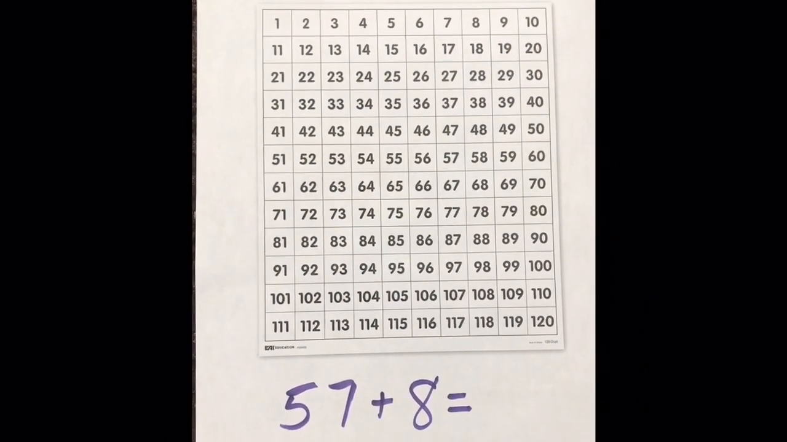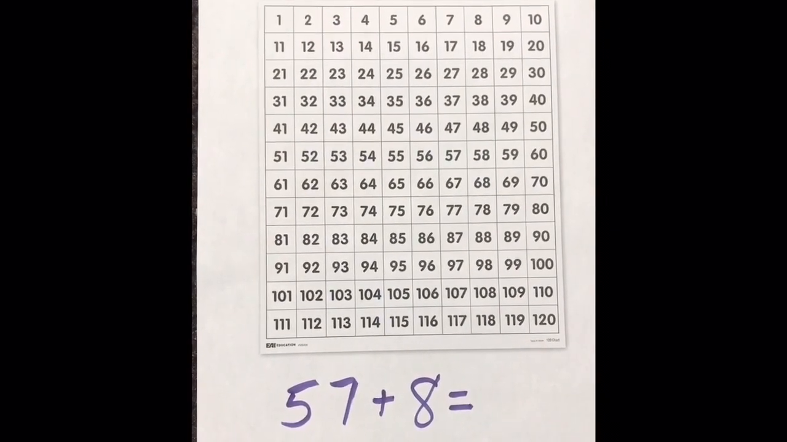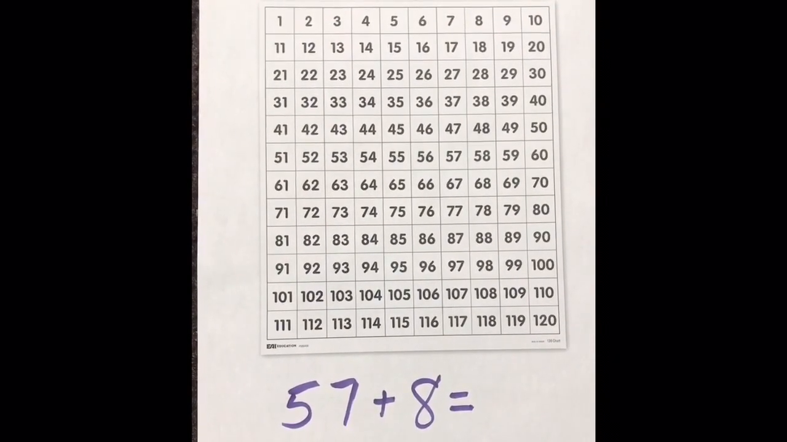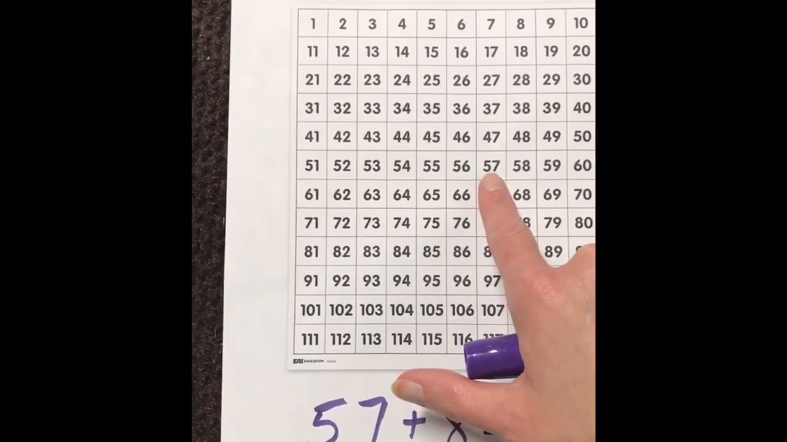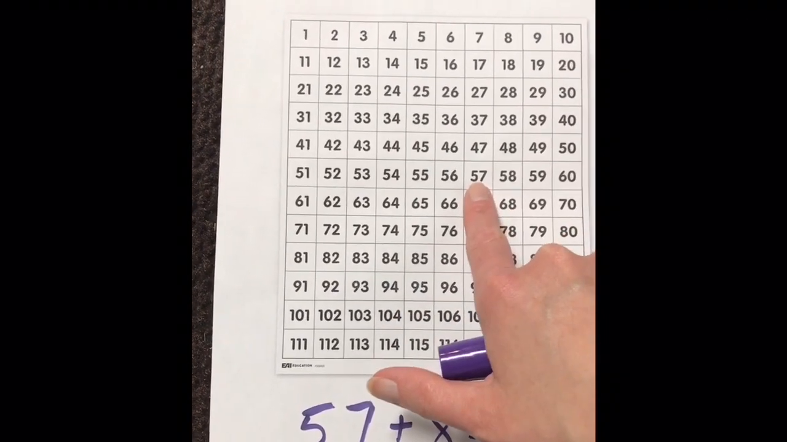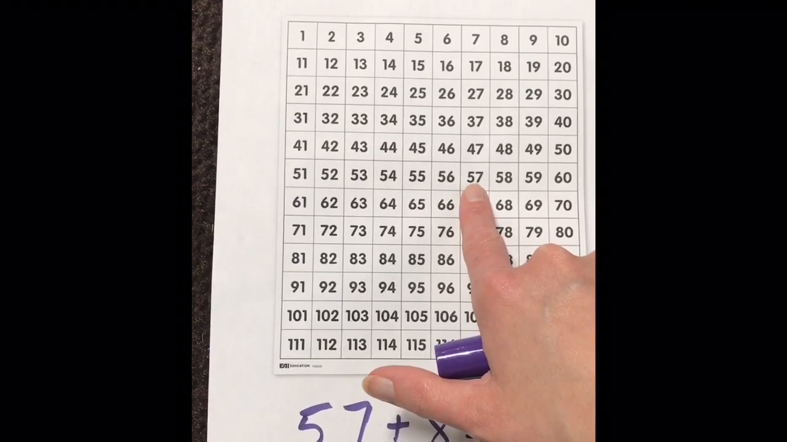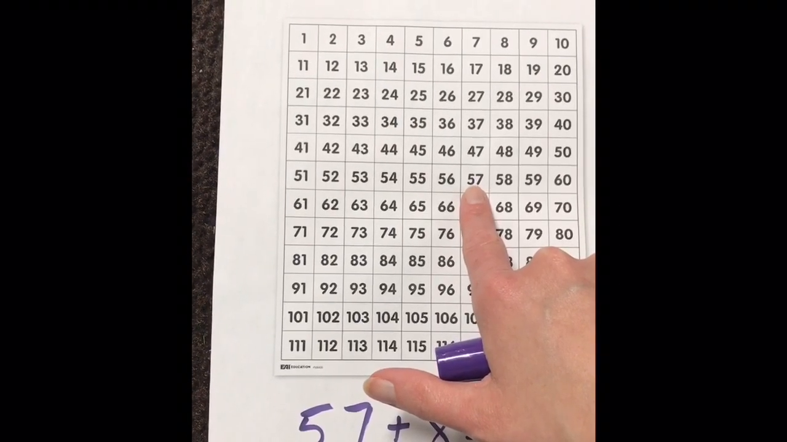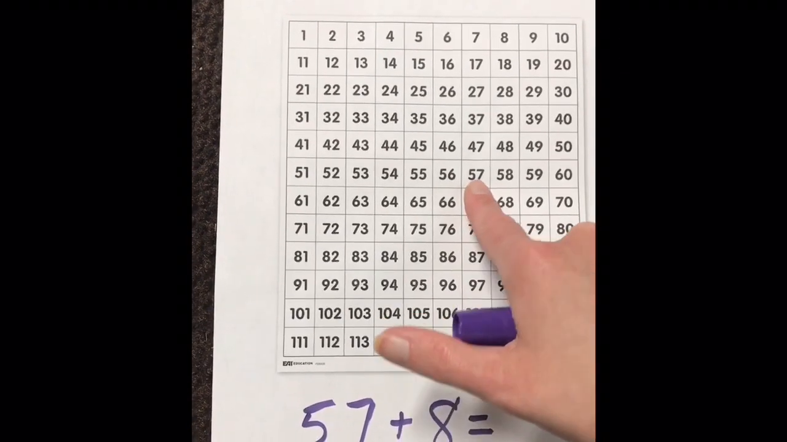This problem says 57 plus 8. The first step is to look at the first addend, which in this case is 57, and to place our finger on that number. Our next step is to look at the second addend, which is 8, and to move our finger to the right this many number of times. If we get to the end of a row, we're supposed to go to the beginning of the next row and continue. So here's 57.